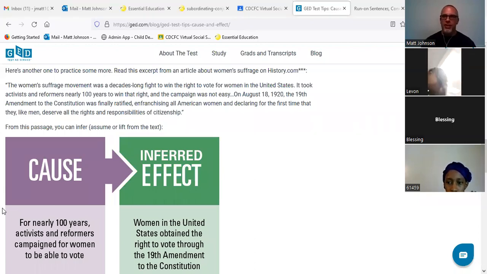Enfranchising, right? So disenfranchisement is when you lose the right to vote, or they put up blocks to your right to vote. Enfranchisement means that you are receiving the right to vote. So all American women declaring for the first time that they, like men, deserve all the rights and responsibilities of citizenship. So it went deeper, just as a sidebar, than just the right to vote.